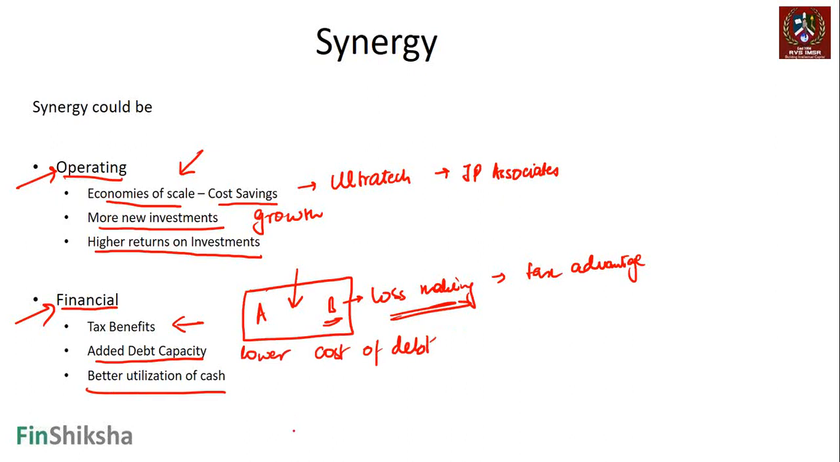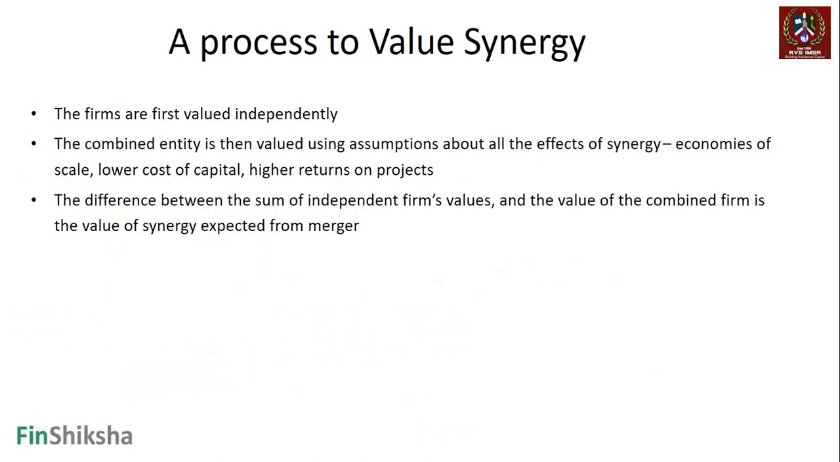The third is better utilization of cash. Let's say A is cash rich, and B does not have that. B has a lot of projects but does not have cash, right? When they combine, this cash can be used in these projects. Otherwise, A was not able to find any projects, right? So that could be a better utilization of cash, and all these are sources of financial synergy. Direct cost or return on investment advantages are typically operating synergies, right?